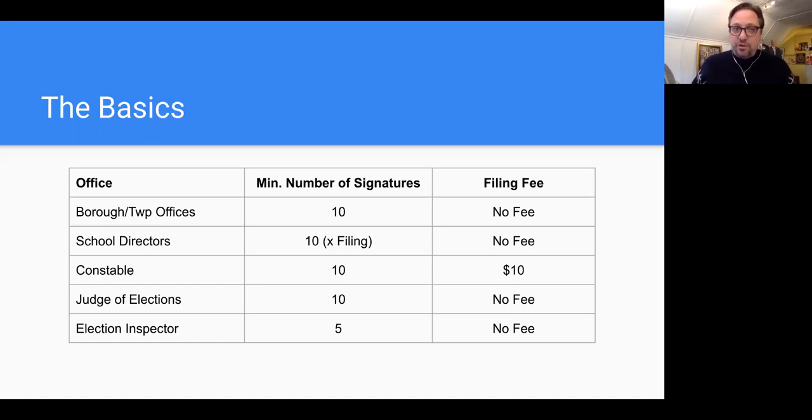If you are running for school board in any of the school districts, there are 4 seats open in every school district in Erie County this year. Each seat requires 10 signatures, and again, that's 10 signatures per nominating petition per party. So if you are going to cross file, you'll need those signatures from both Democrats and Republicans, but there is no fee for filing as a school director.